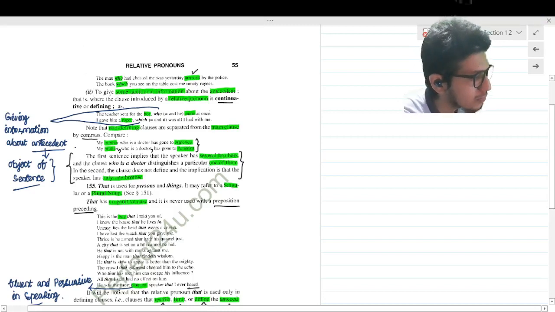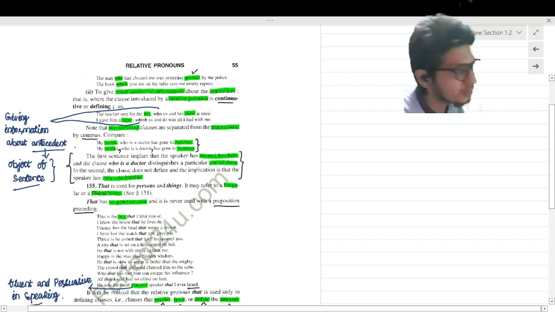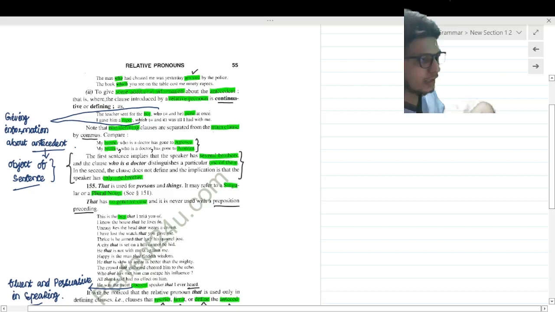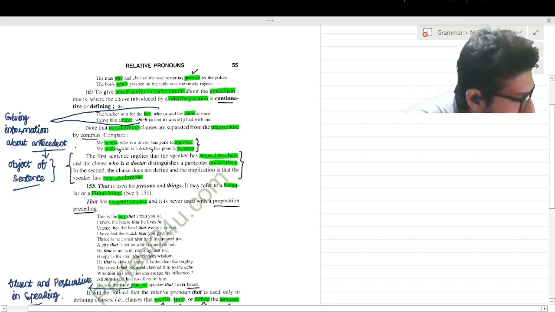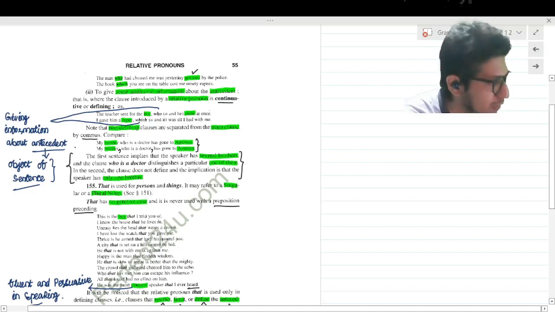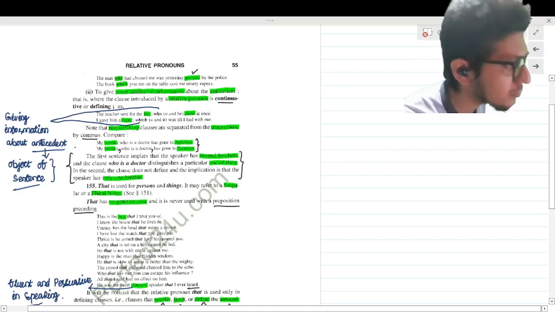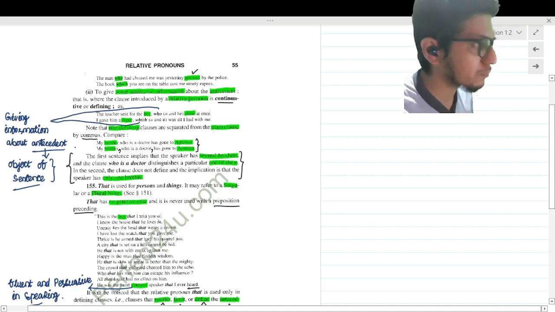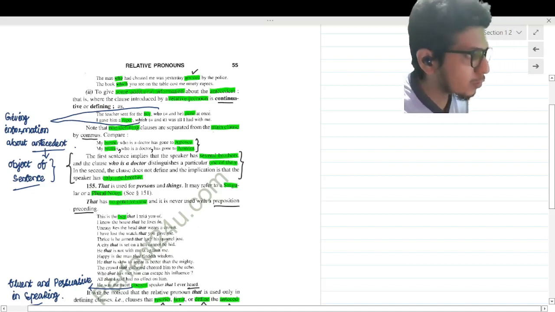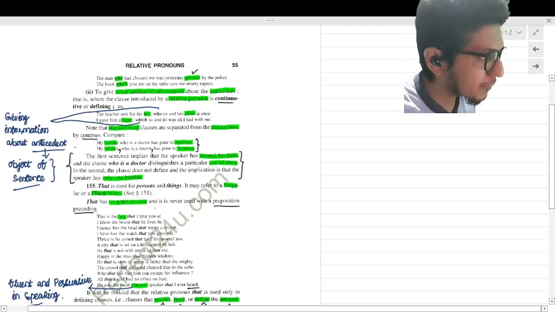The second one is to give some additional information about the antecedent, that is where the clause introduced by a relative pronoun is continuative or non-defining, as: the teacher sent for the boy who came at once. I gave him a rupee, which was all I had with me. Note that non-defining clauses are separated from the main clauses by commas. Compare: my brother, who is a doctor, has gone to America.